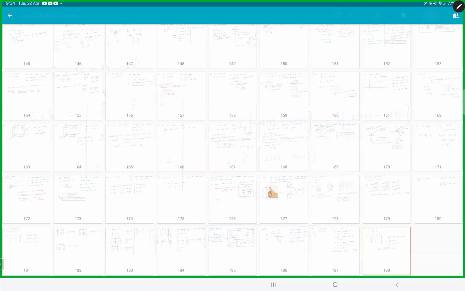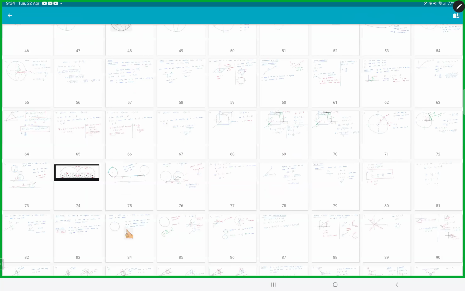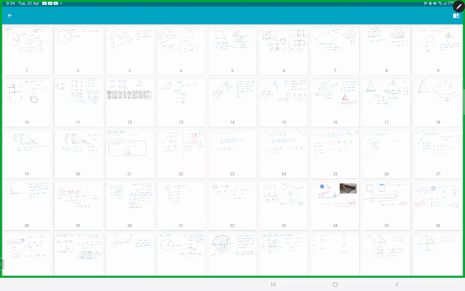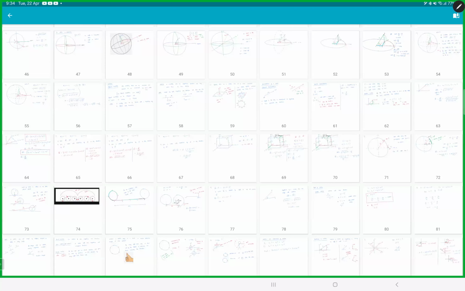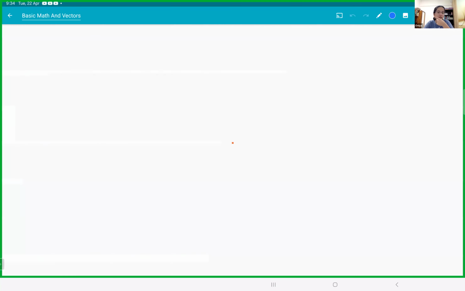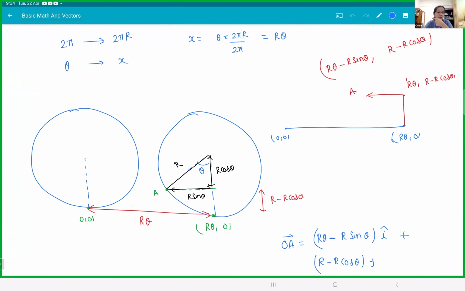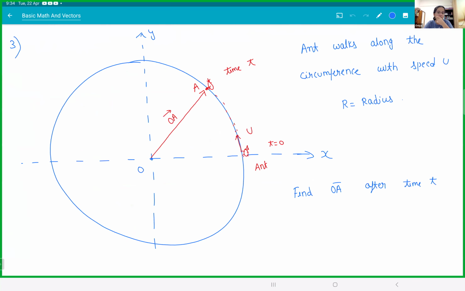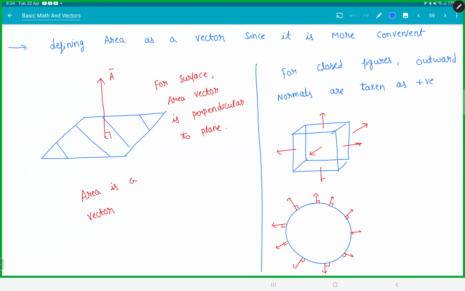That's what happens, Srihari, when we don't revise the class notes. Yeah, this is the discussion on page 59. You should definitely go and check it out. We did have the discussion before on why defining area as a vector is more convenient.